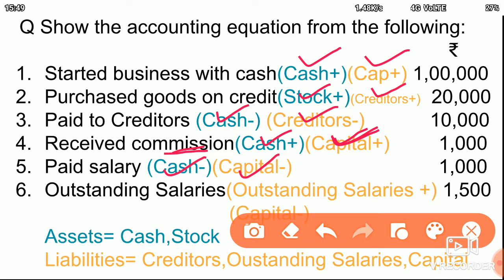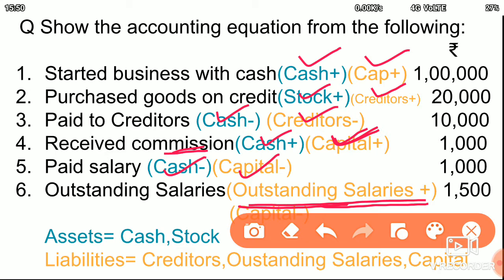Number 6, outstanding salary. Outstanding salary means salary which is not paid but the service of the employees has been received. So for any expense, if the word outstanding is attached to it, it becomes a liability for the organization. So outstanding salary is a liability for the business, so this account will get affected. On the other hand, for calculating the profit or loss of the year, the expense of that year, even if it is not paid, is taken into account for knowing the profit or loss of the business.